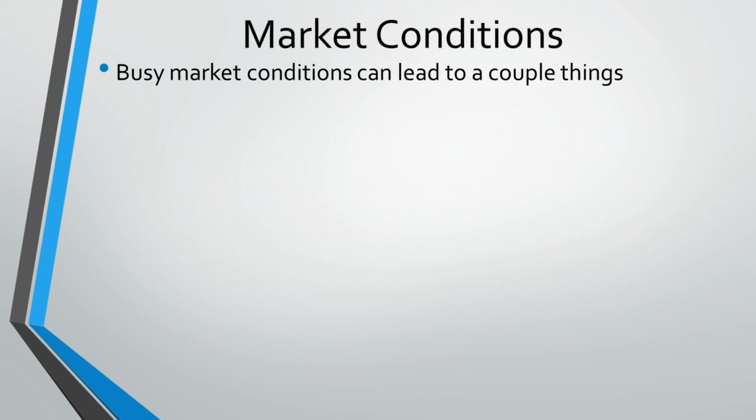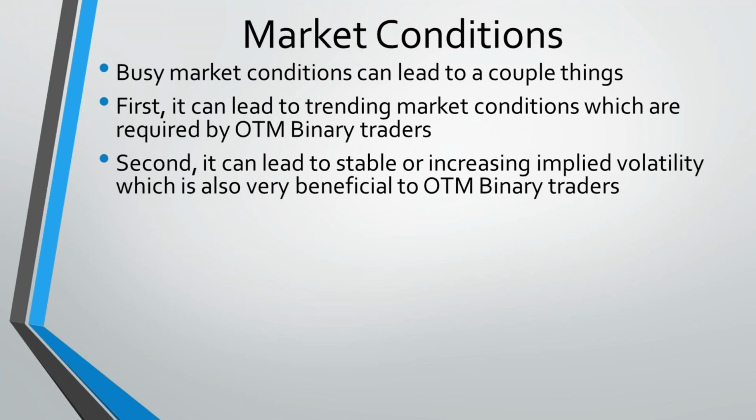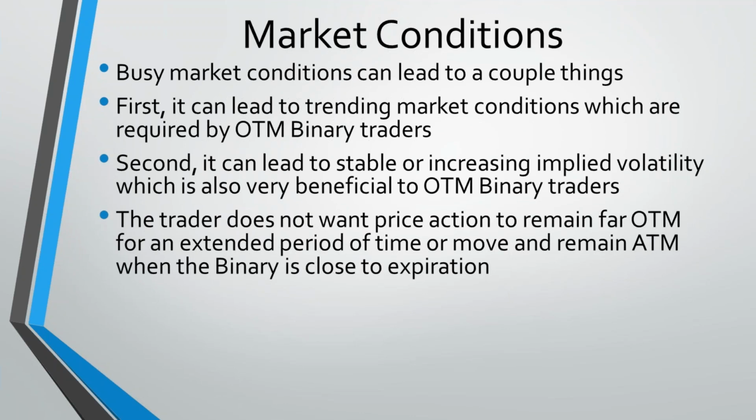Busy market conditions can lead to a couple of things. First, it can lead to trending market conditions, which are required by out-of-the-money binary traders. You need to go with a trend. You need it to get further and further. First, you have to get it to at the money, then you want it to go into the money. Second, it can lead to stable or increasing implied volatility, which is also very beneficial to out-of-the-money binary traders, which is the Vega component. And we'll look at how implied volatility affects the price of these also.